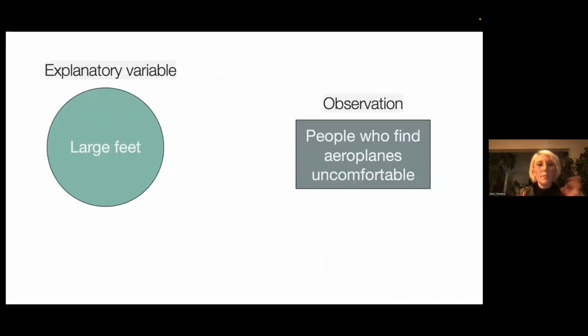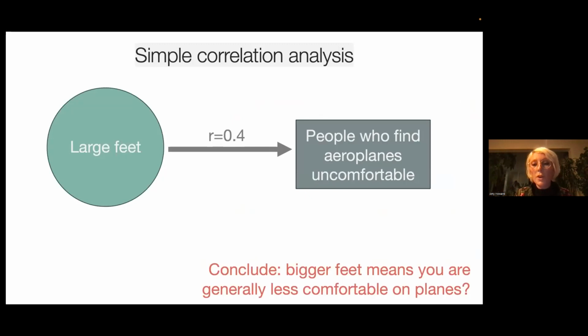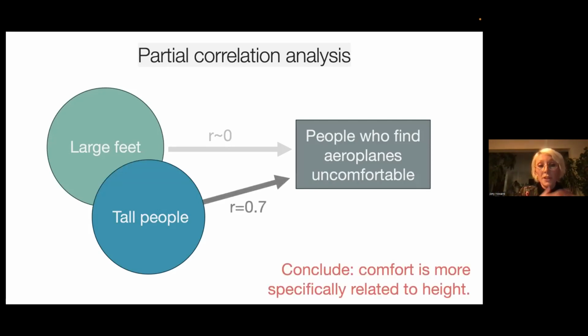Let's take a toy example. We have an explanatory variable, such as large feet, and an observation of people who find aeroplanes uncomfortable. If we did a simple correlation analysis, we may find that these two things positively correlate, from which we could maybe, not with our heads on properly, conclude that big feet mean you're generally less comfortable on airplanes, which is true. But is this really related to feet? If we run partial correlation analysis and account for the covariance with tall people, we'll see that this correlation coefficient basically drops to 0. Whereas the correlation coefficient for tall people, whilst accounting for large feet, will remain, meaning that we can conclude that comfort is more specifically related to height, and the correlation we saw with large feet was due to the covariance of people's height with their foot size. Tall people generally tend to have large feet, right?